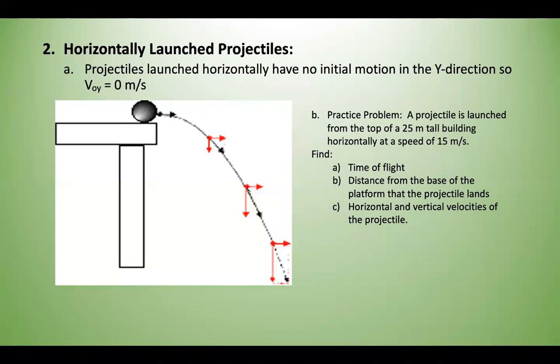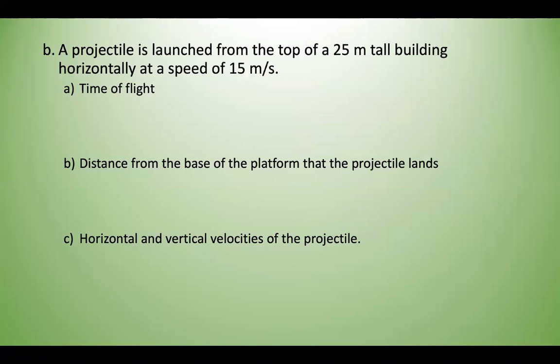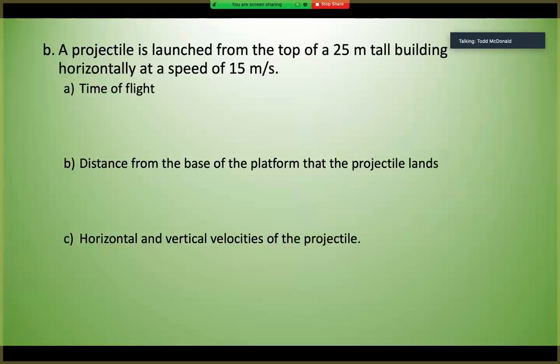Okay, so we'll break this up into parts here. So here we go. Here's our parts. It says a projectile is launched from the top of a 25-meter building horizontally at a speed of 15 meters per second. If I want to record the time of flight, here's all I do. I'm going to think in terms of Y direction only.